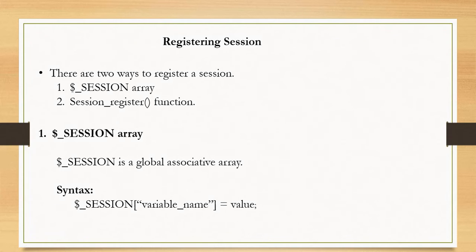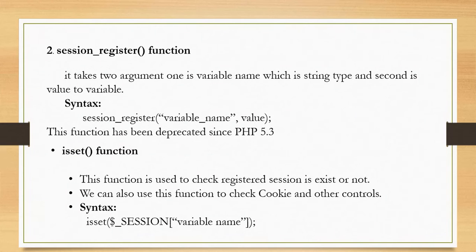Next is how to register the session, or create the session. So PHP provides two methods to register session. One is $_SESSION array. It is a global associative array. We need to pass session variable name as an array index and session value as array value. And the second method is session_register function. This function takes two arguments. One is session variable name and second is session value.